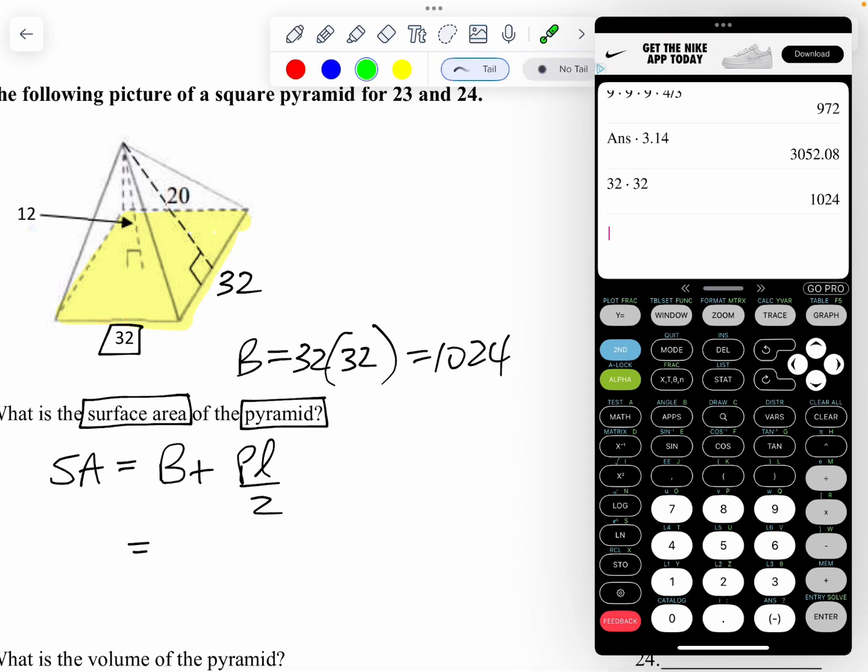And I also need to figure out what P is. So I'll figure out P also. P is 32 plus 32 plus 32 plus 32. There are 4 sides in that square.